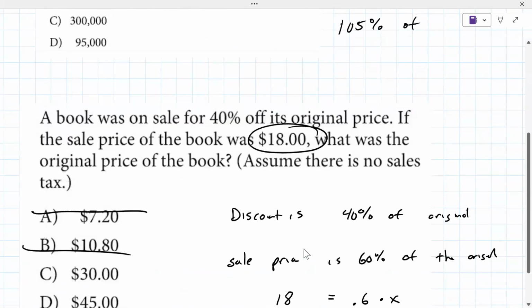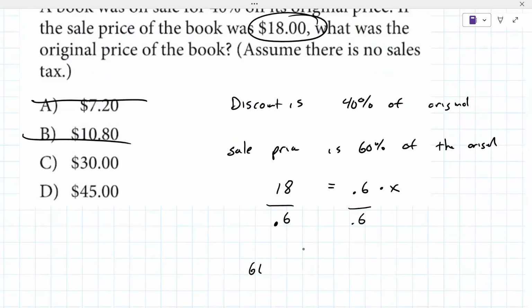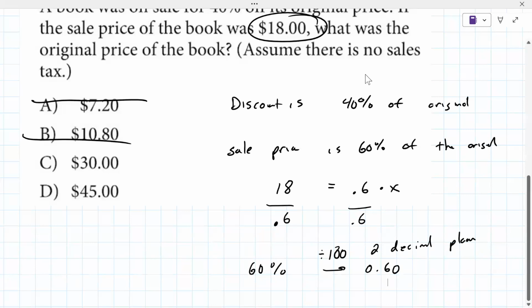It's important. Now, why is 60% 0.6? Because you moved the decimal how many places? Once or twice? You're dividing by 100, which is two decimal places. Oh, so it was two. Okay, so the final answer is C.